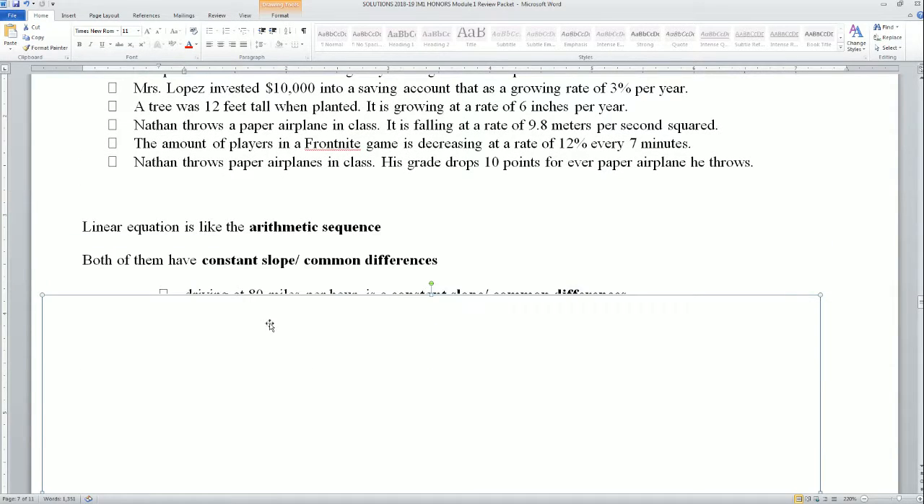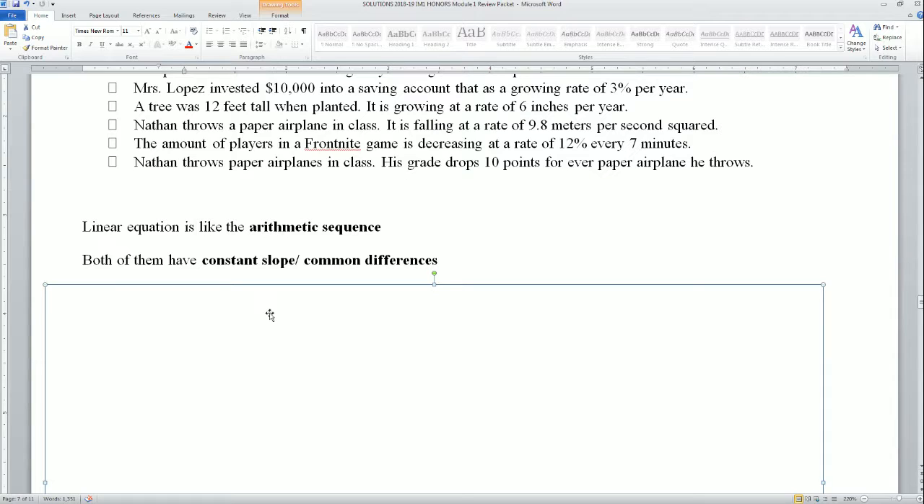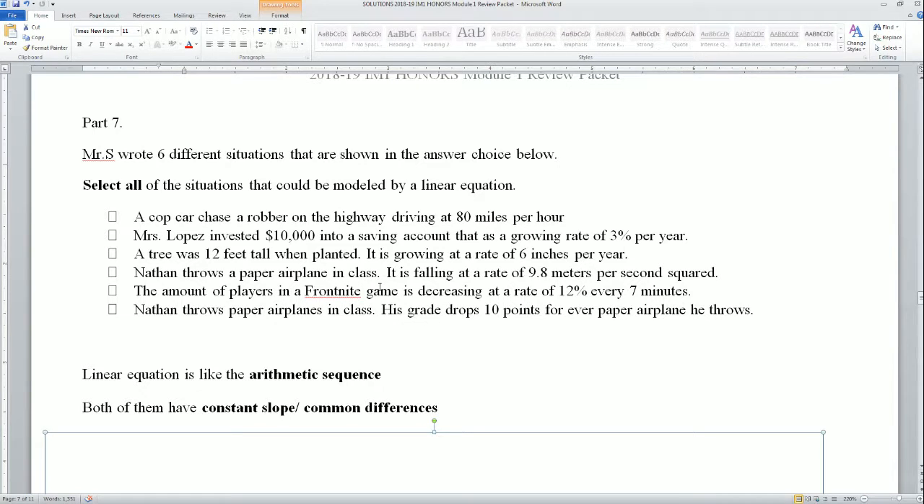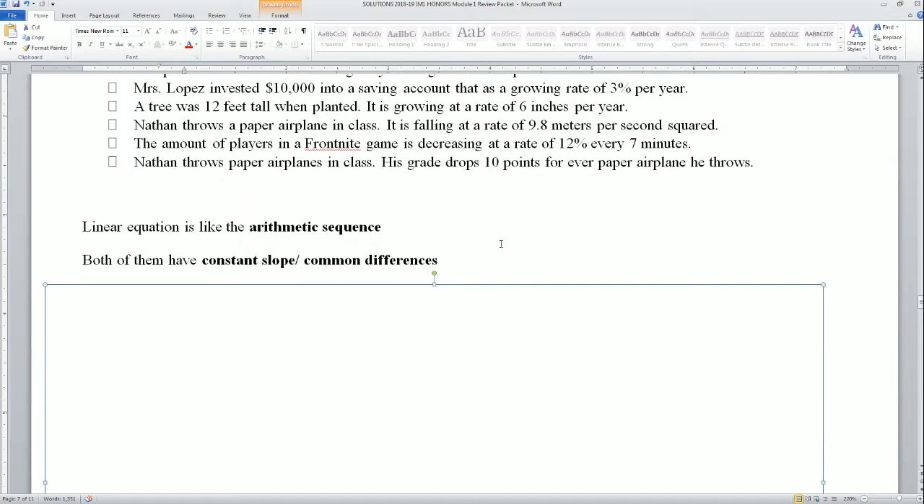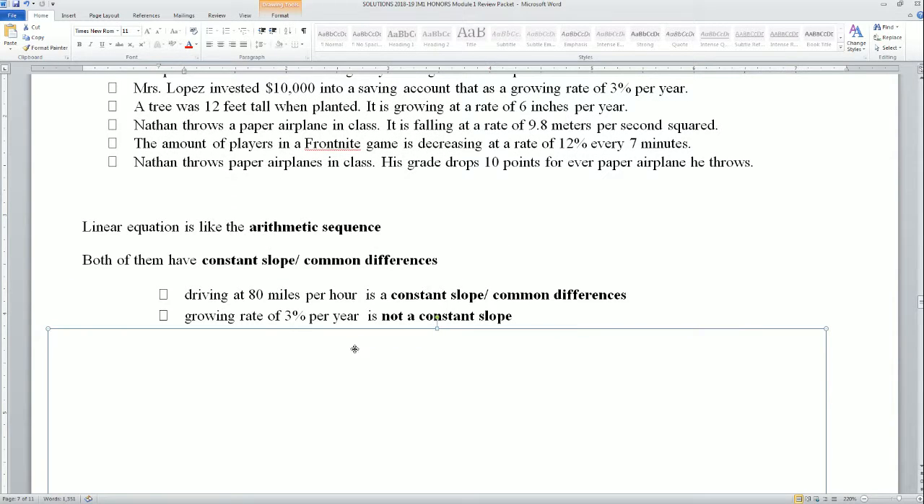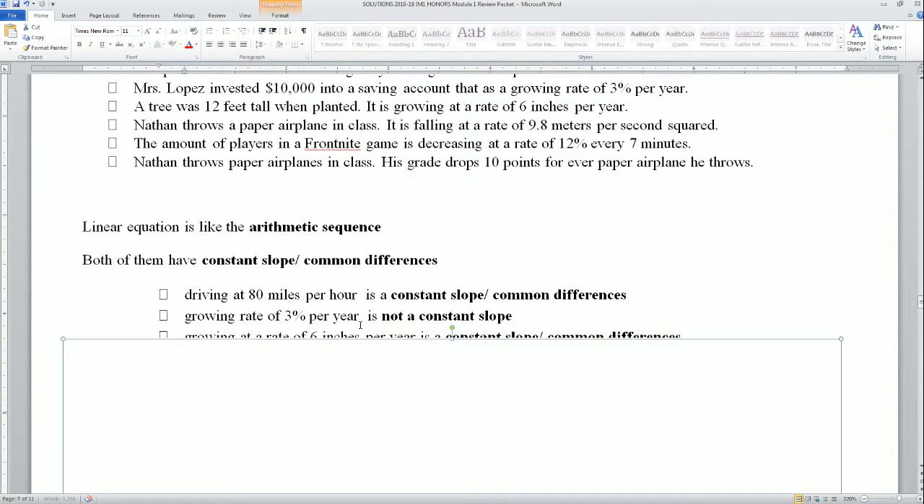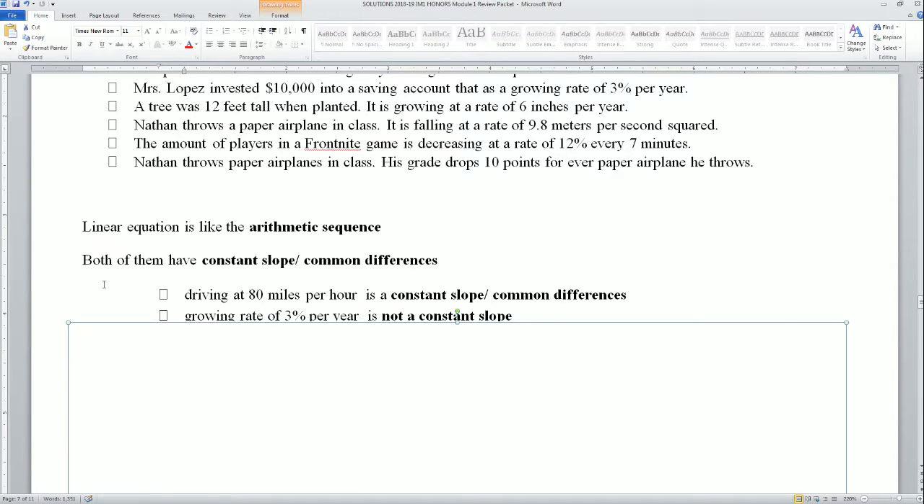Remember, what the linear equation and the arithmetic sequence have in common is both of them have a constant slope or a common difference. Alright, so let's look at the first one. Drive at 80 miles per hour, which is a constant slope, a constant rate. So we call that valid. So that is a valid answer.